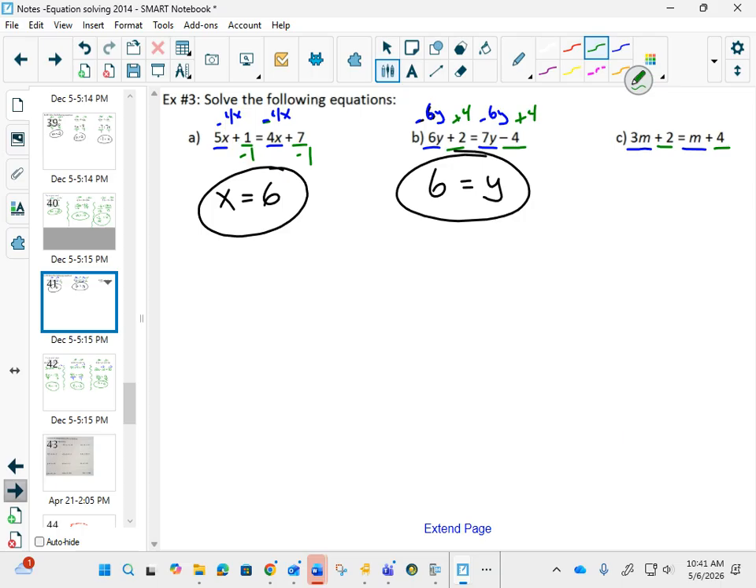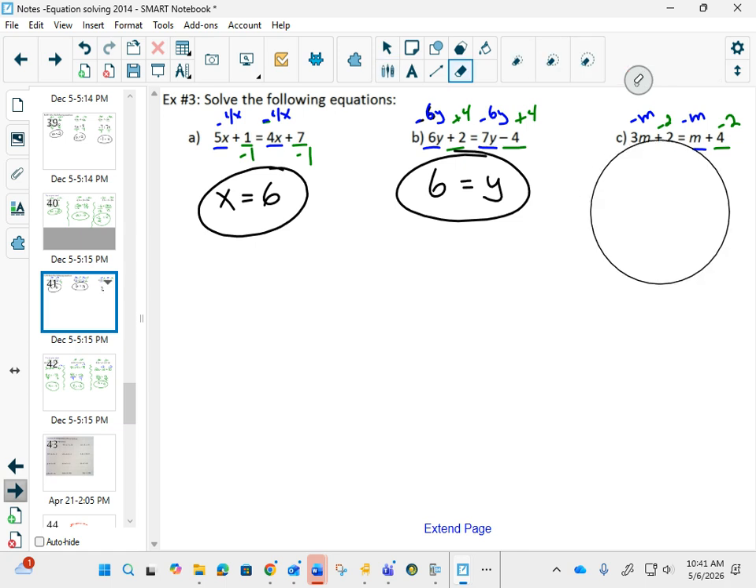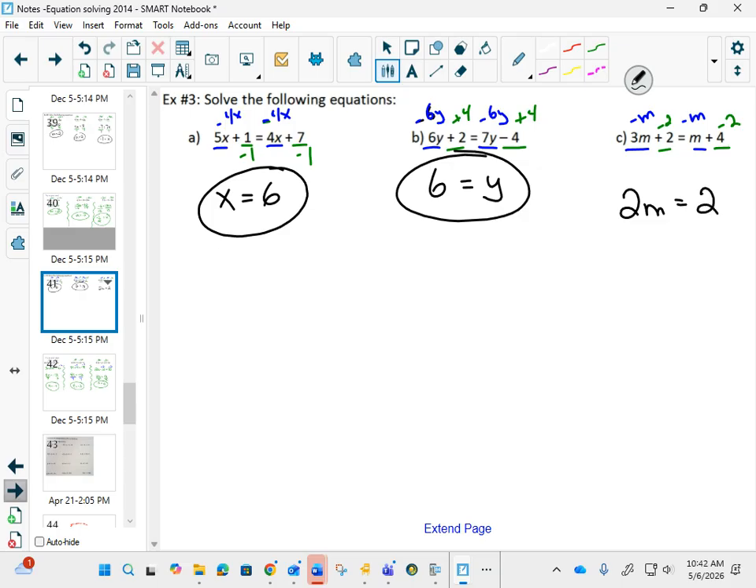So I have more m's on this side, so I would subtract m, subtract m. And then I'm going to move the 2 to the right, subtract 2. So that would cancel out. Now 3 m's minus 1 m is 2m. 2 minus 2 would be 0, m minus m would be 0, and 4 minus 2 is 2. So 2 m's is equal to 2.